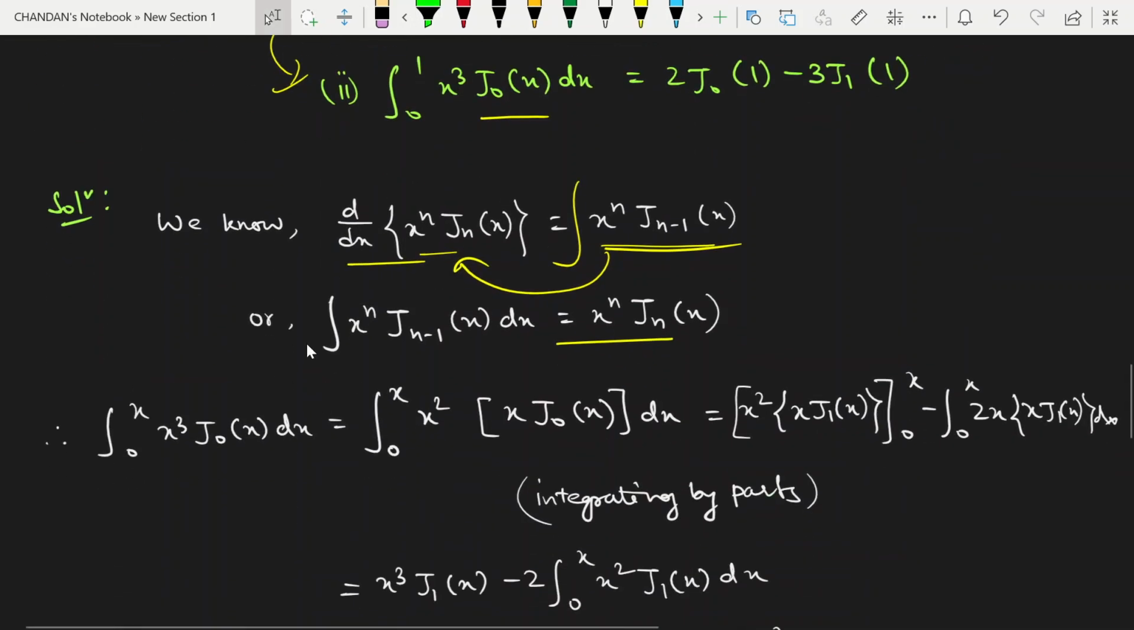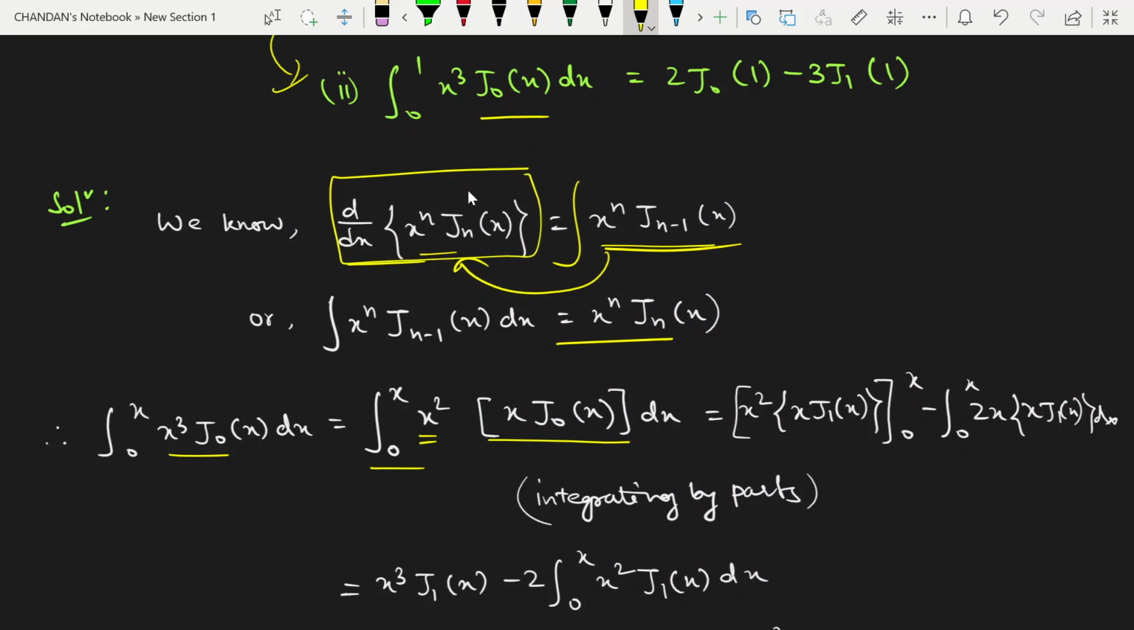Okay, so now here we have to find the integral from 0 to x of x cube J0(x) dx. So this is equal to the integral from 0 to x of x square into x J0(x) dx. Why? Because we can do this derivative part, so that we can apply here the integrating by parts formula.